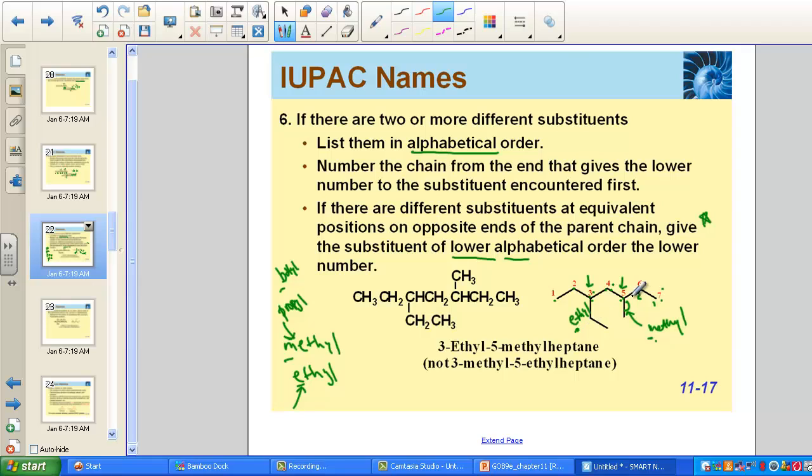3-ethyl, 5-methyl, and then 7 is heptane. Give the lowest number to the alphabetical order. Now, if indeed they were both the same group, it wouldn't matter which way we started numbering. If this had another branch on it, let's just say it did, it would be 3,5-diethylheptane, and therefore we could have numbered either direction. Alrighty.